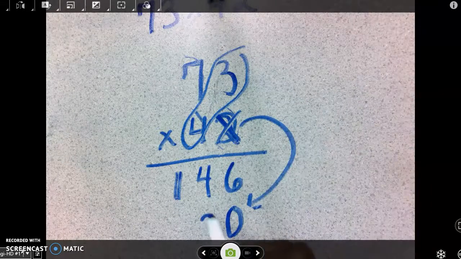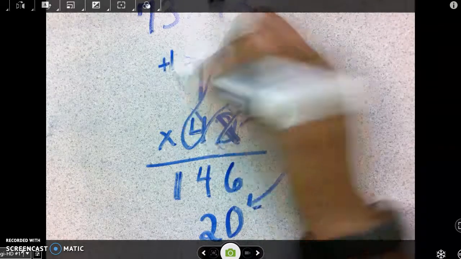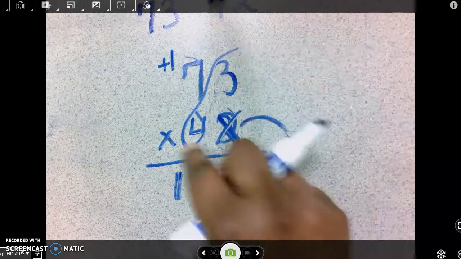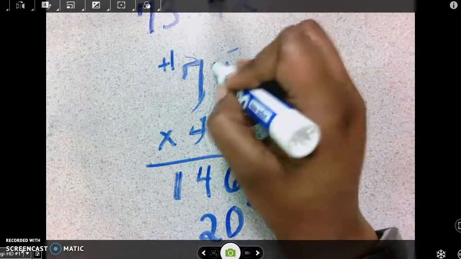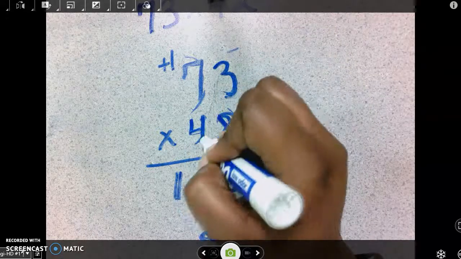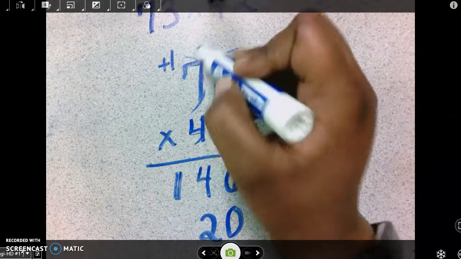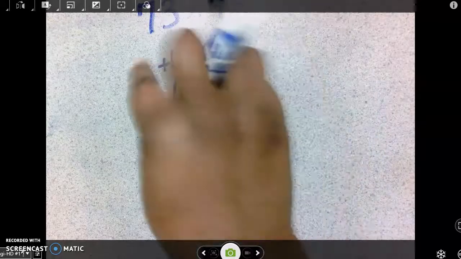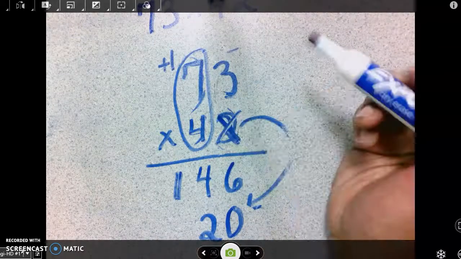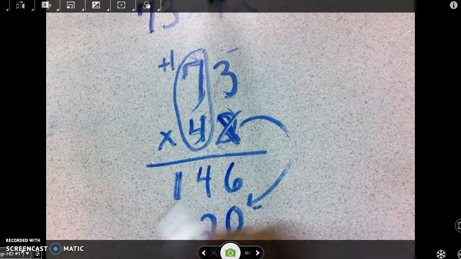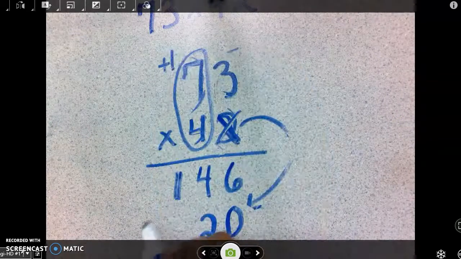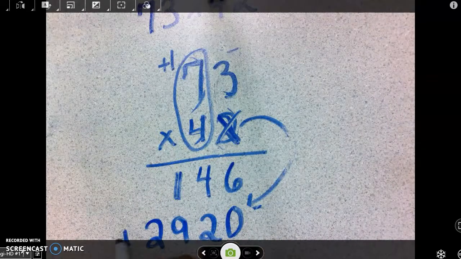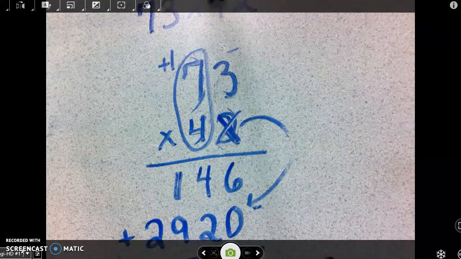So I put my 2 here, and then I need to regroup that 1. Now, this is just me, that's why I'm kind of erasing it, because I want you to see where I'm going. Now I have 7 times 4 plus that 1. But let's start with 7 times 4 gives me 28. Plus 1 more gives me 29. And then I'm going to make sure everything's lined up.